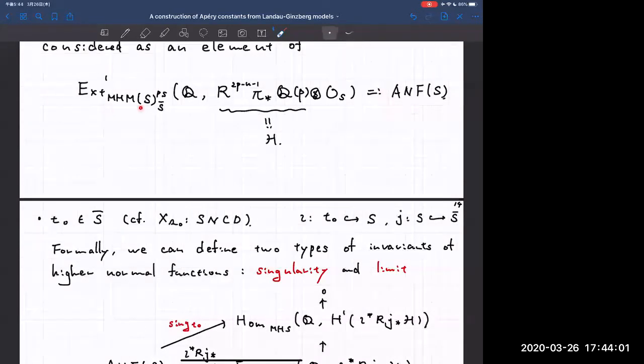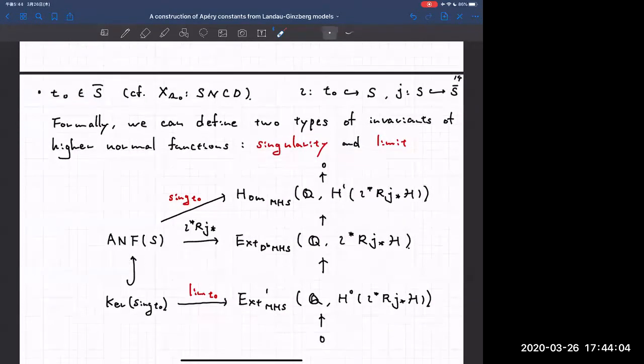It is given by an extension class of the categories, and by considering its specialization, we put it back to S bar and restrict to the special value. Then we obtain the specialization extension class over the derived category of mixed Hodge structures. And by using the spectral sequence, we obtain a short exact sequence with respect to Ext^1 and Hom. Then by connecting these two morphisms, we obtain the definition of the singularity of the admissible normal function. And when we consider its kernel, then naturally we obtain the induced morphism, and it defines the limit of the normal function.